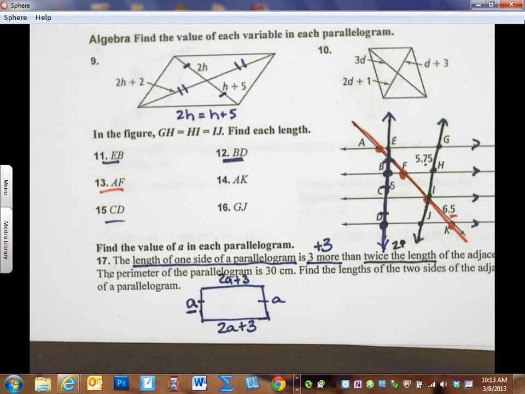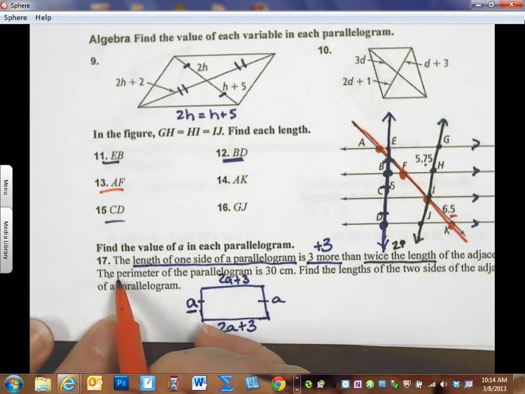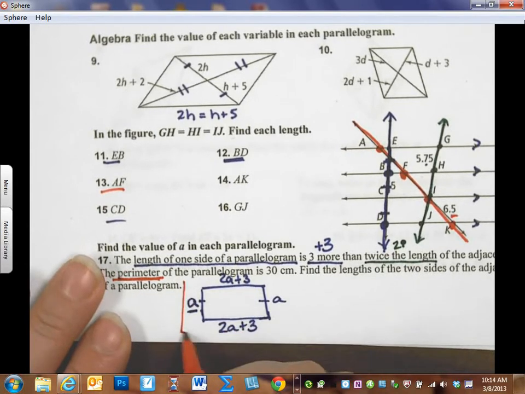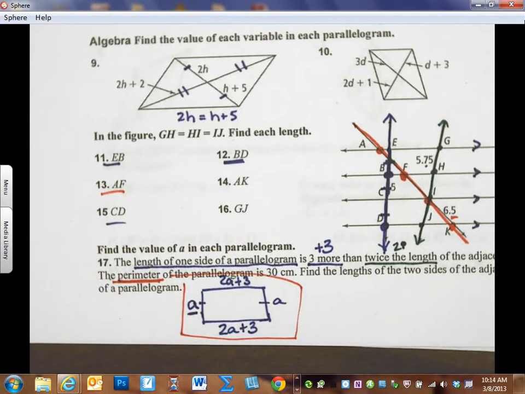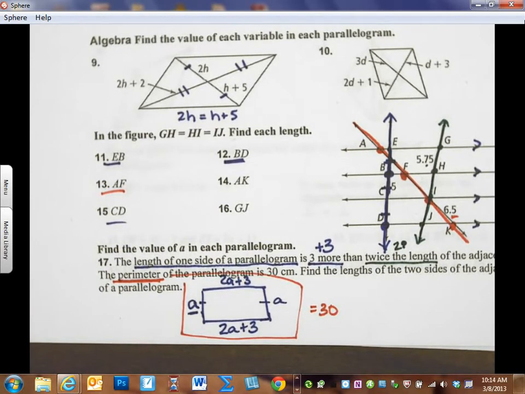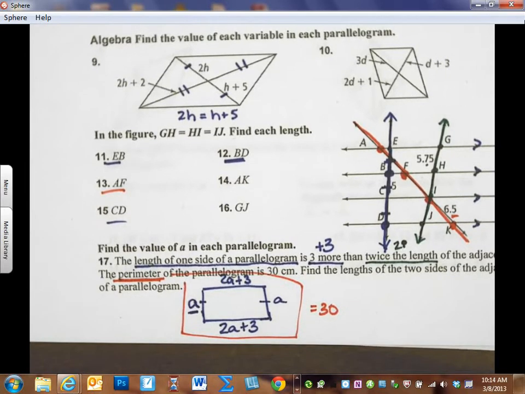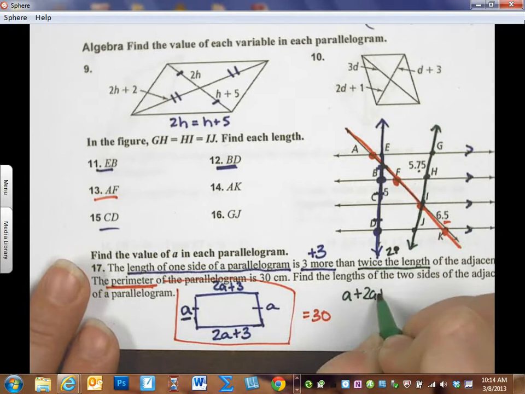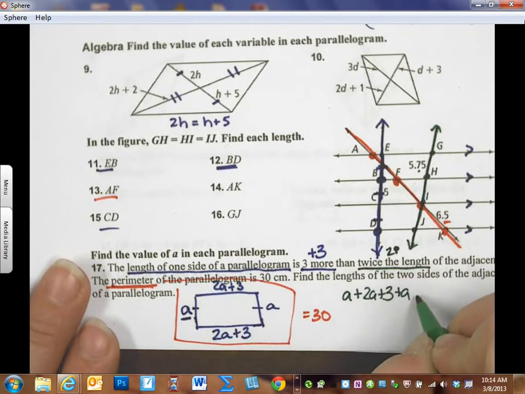Now they say the perimeter. What is perimeter? The distance all the way around this whole thing is 30. So how do you find perimeter? You add up all the sides, right? So what do I get when I add up all my sides here? I would have A plus 2A plus 3 plus A plus 2A plus 3.